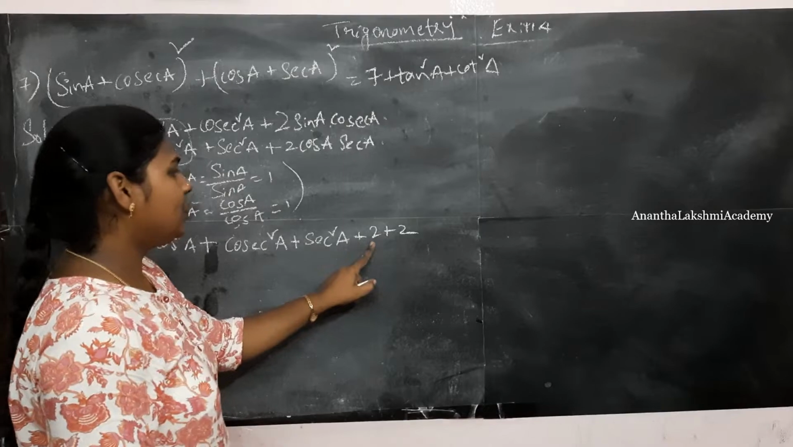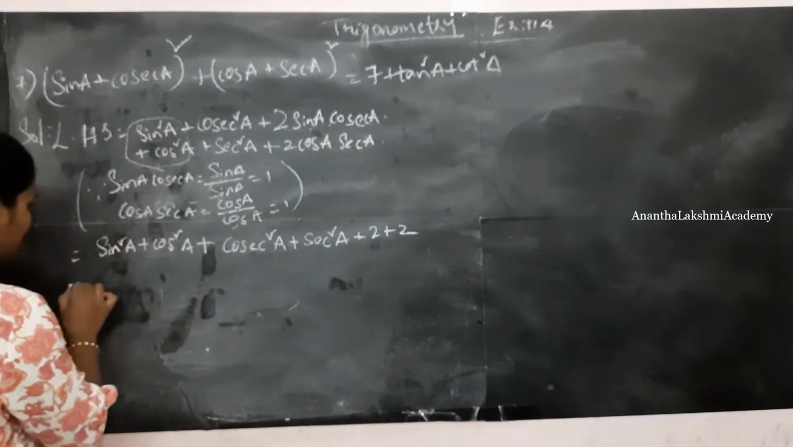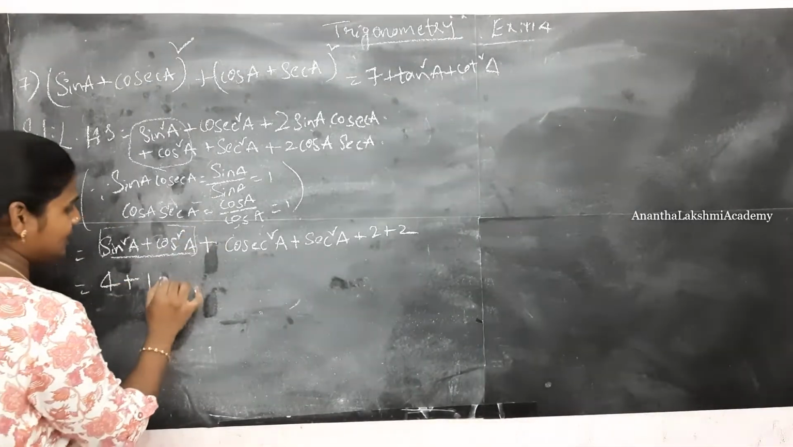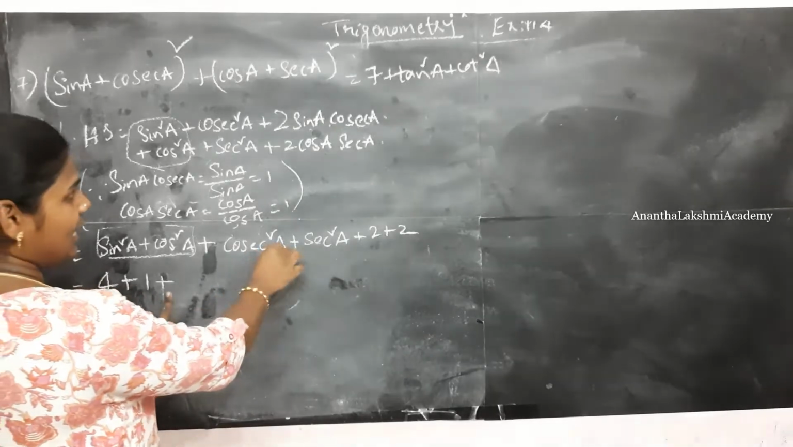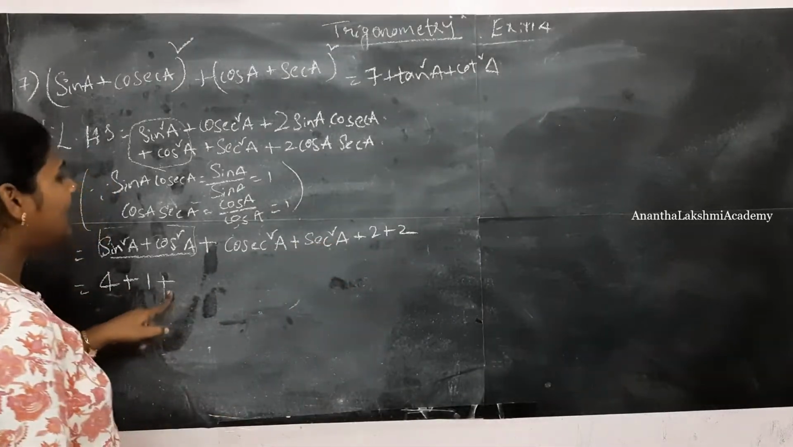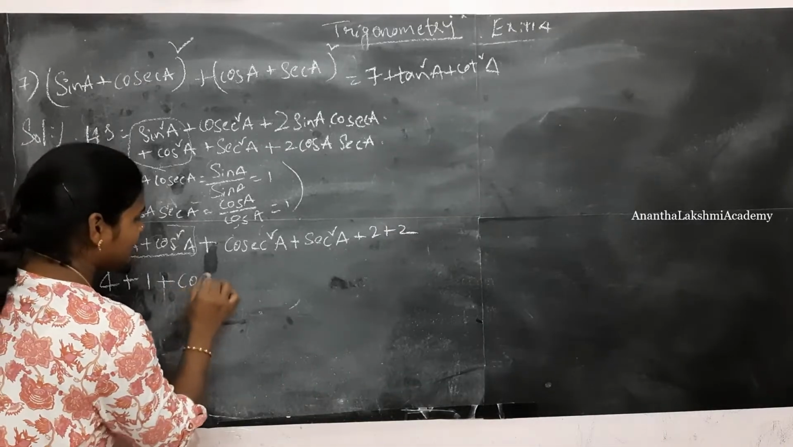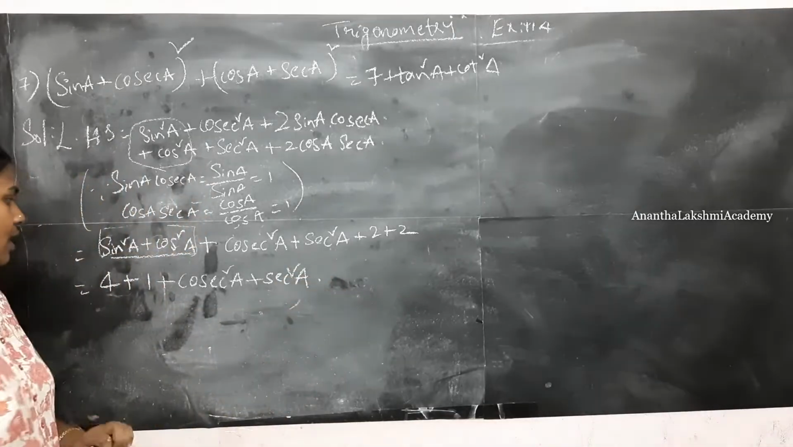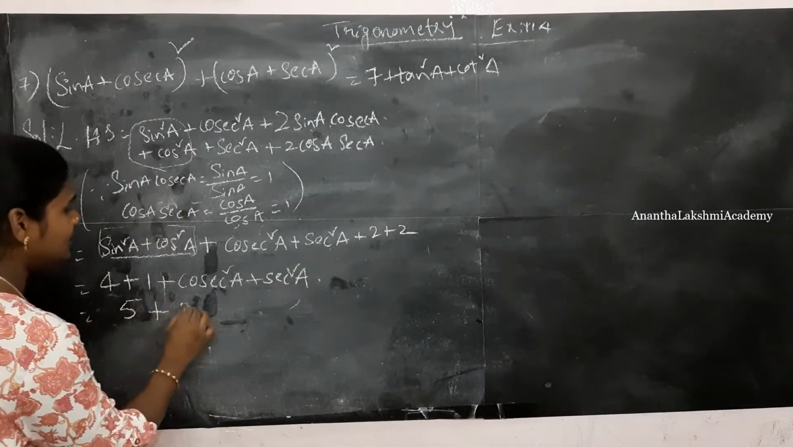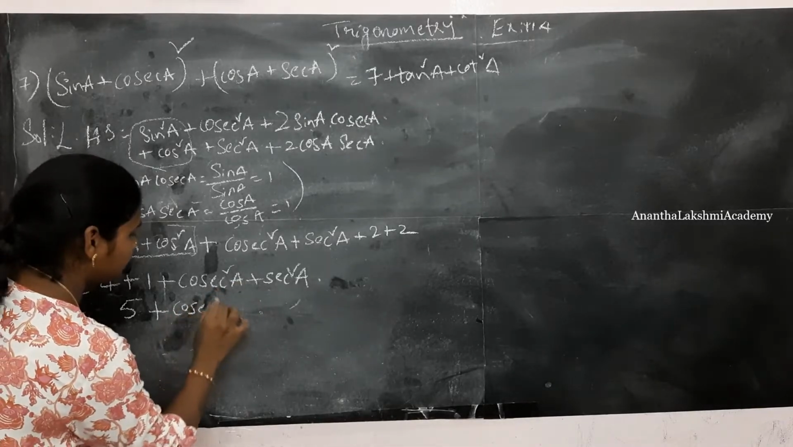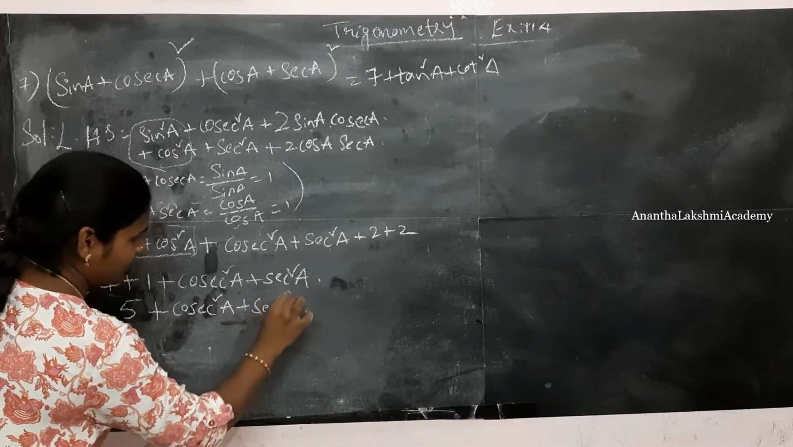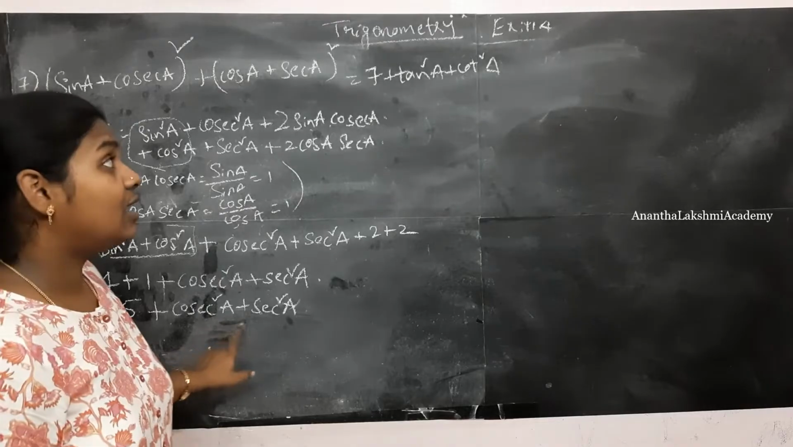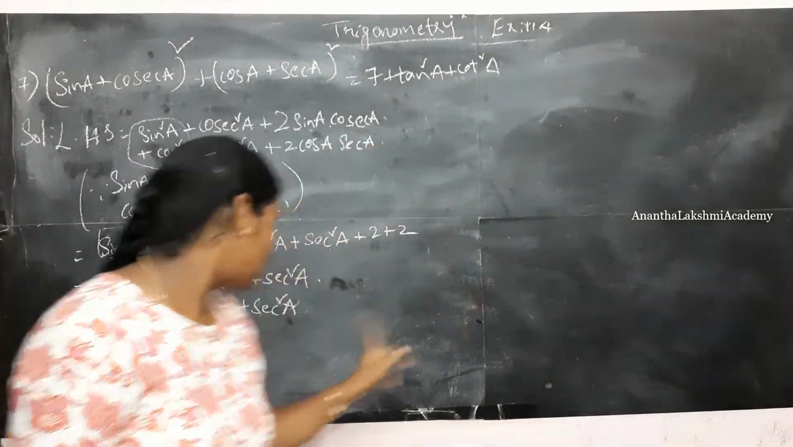plus 2. So how many numbers did we get? 2 plus 2 is 4. 4 plus, what is sin square A plus cos square A? This is nothing but 1. Plus cosecant square A plus secant square A. We got 5 now: 5 plus cosecant square A plus secant square A. There is no other way I get a 1 here and get 7. But the RHS seems to be in tan and cot, but not in cosecant and secant.